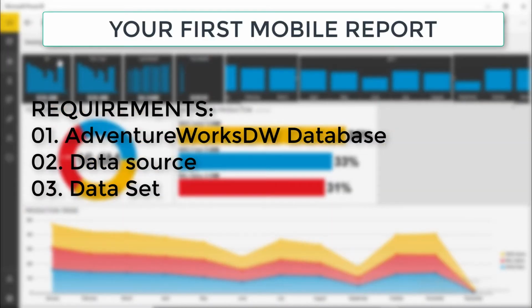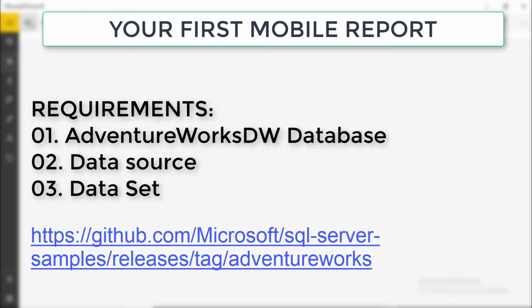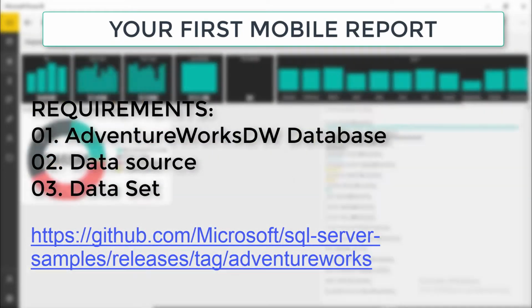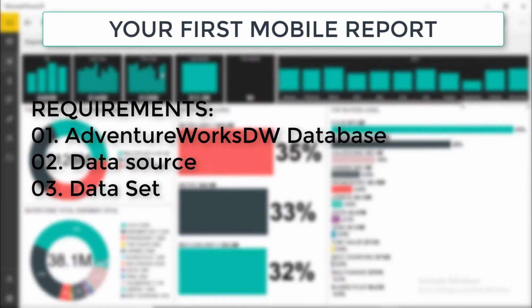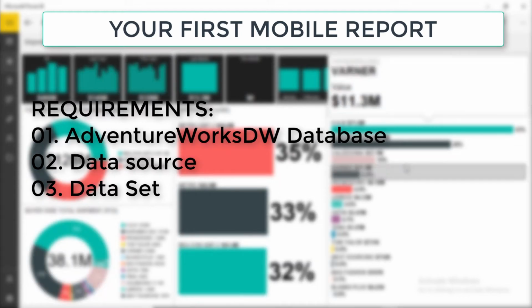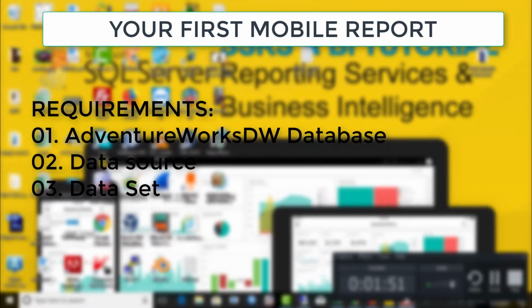For this example, we will use AdventureWorks DW database. It's a free sample database. You can download it from this URL. Then we need to create data source and data set in SQL Server Reporting Service web portal. You need to have some operating knowledge about SQL Server Management Studio. You can view my SQL Server 2017 tutorial series.